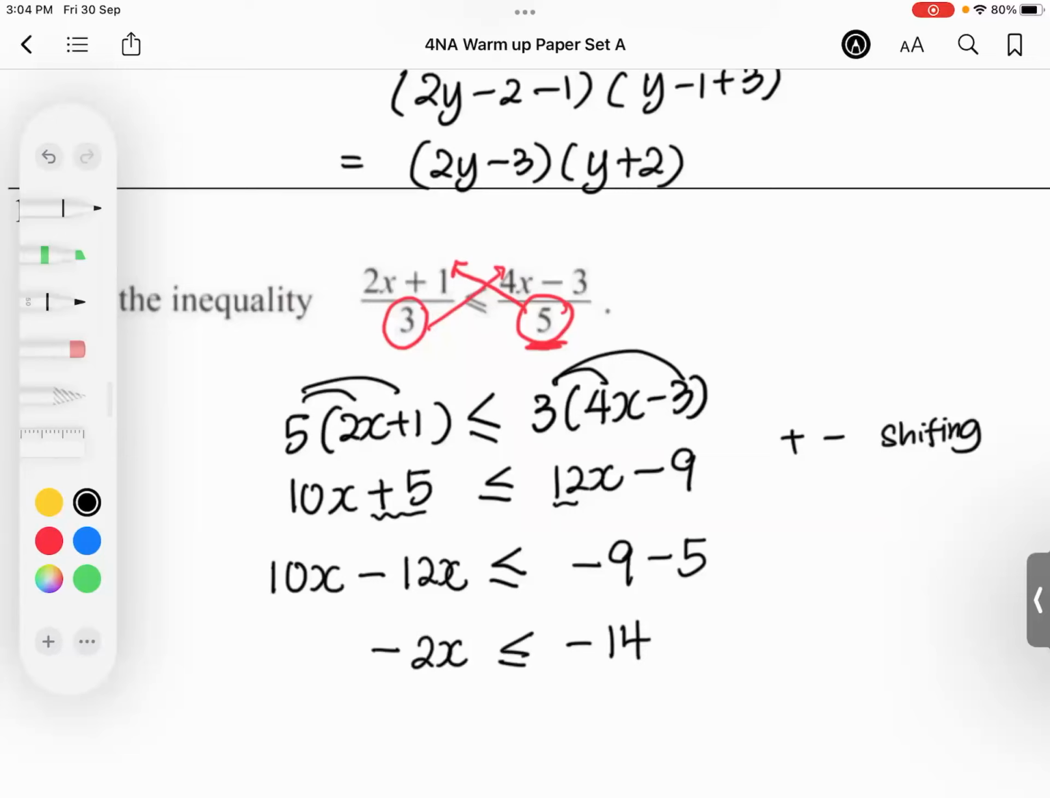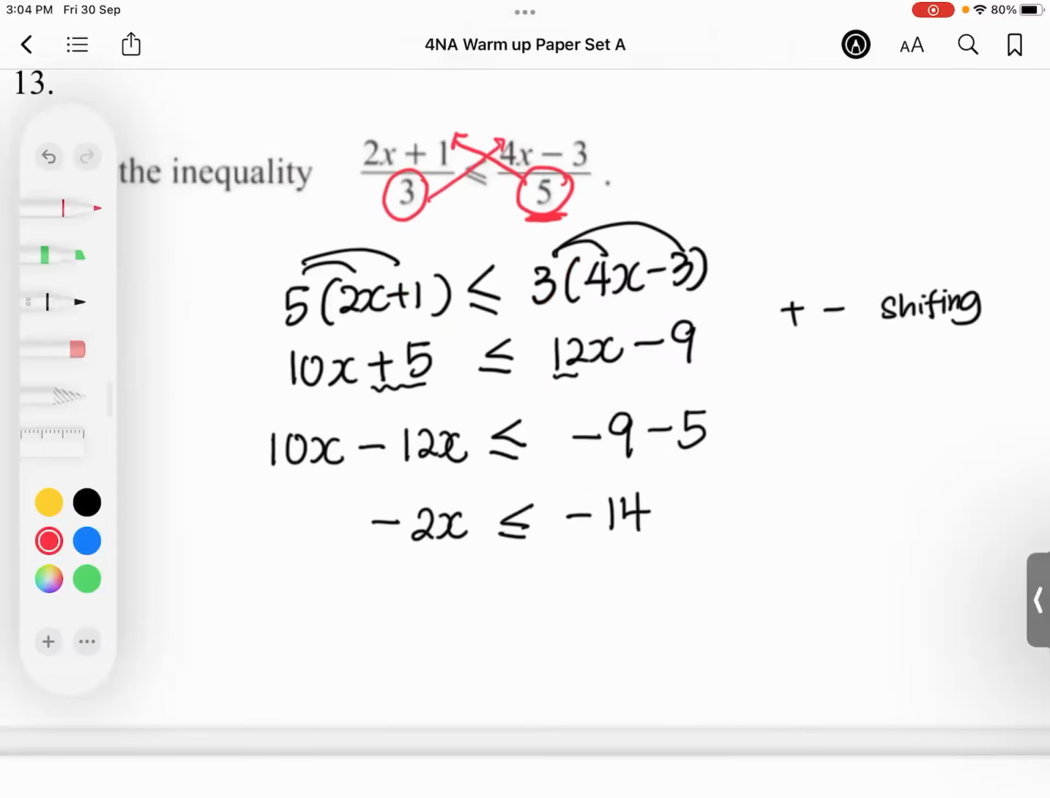Right? Now this part over here, I want to get rid of the negative 2. I'm going to divide by a negative 2. This is the portion. When I divide by negative 2, my inequality sign now changes direction. Okay, to become x. Then divide by negative 2 will become a positive number 7. So x is greater or equal to 7.